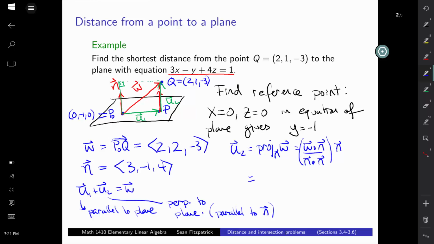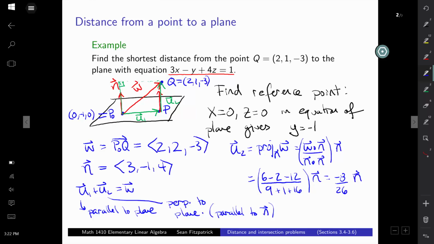Okay, so what is this going to give me? So how do we do W dot N? 2 times 3, 6, 2 times minus 1, minus 2, minus 3, minus 4. So I'm going to get 6 minus 2 minus 12 over N dot N. So 3 squared, 9, plus 1 squared, 1, plus 4 squared, 16. Okay, so I get that. This is minus 14 plus 6, so minus 8 over 26 times the normal vector.